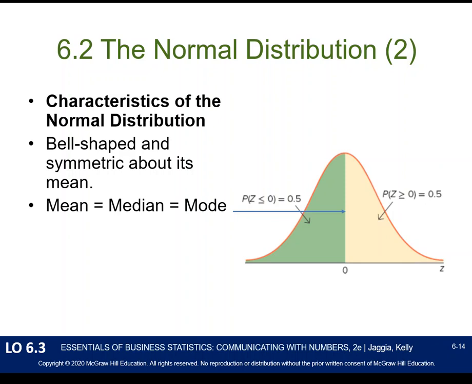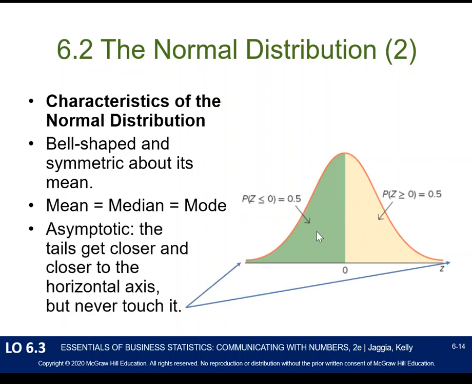So there is a 50% probability that an observation is above the mean, above 0, and a 50% probability that an observation is below the mean, in that green area. If you think of it, the green area would be the negative side, below the mean. The yellow beigeish area over here is the 50% above the mean.